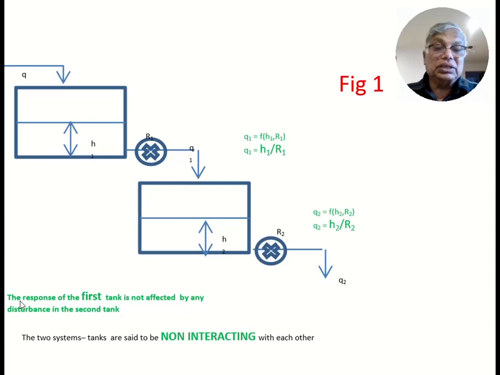If you replace the word tank by the word system, you get a general definition. This definition will be true for any system. So this is the meaning of non-interacting systems in series. Now let us see the other figure.